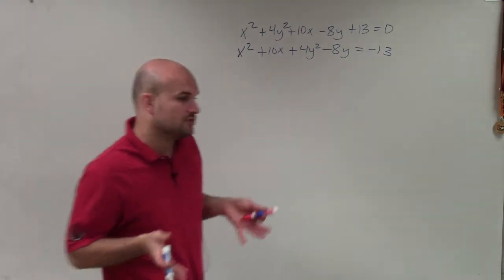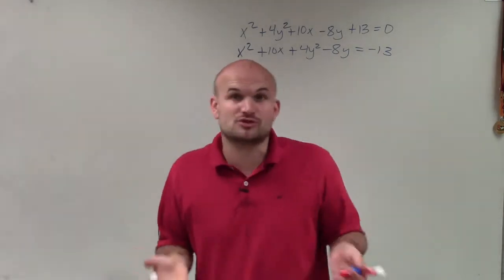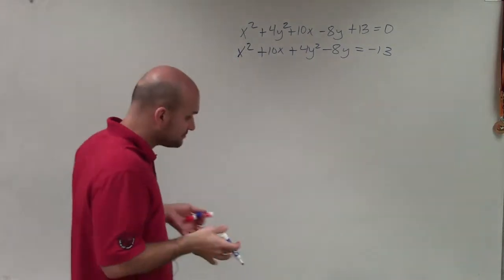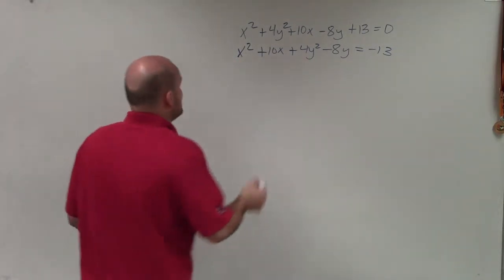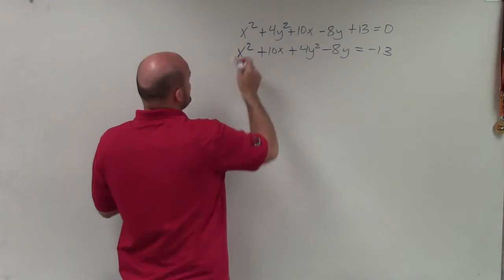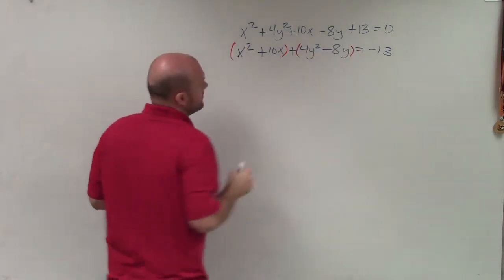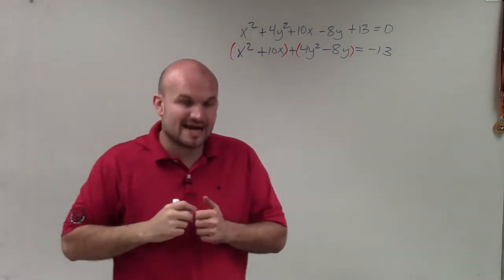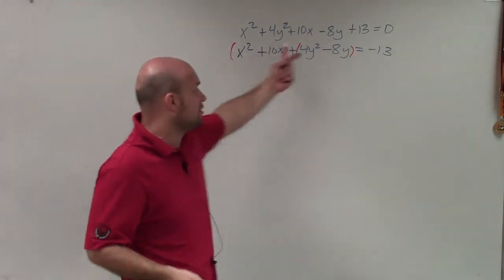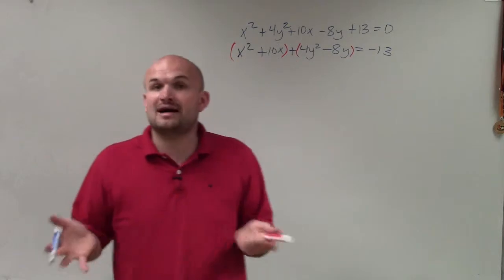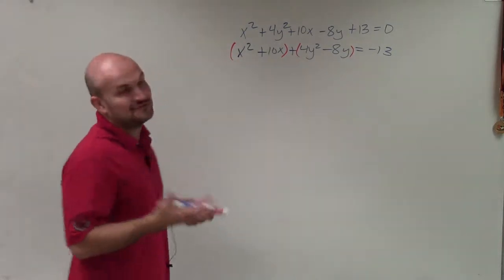Now what I need to do to put it in our standard form is have that binomial squared, right? That's what tells us where our center is going to be. So I'm going to use parentheses around my x's and around my y's. And now I need to create, out of these two binomials, a binomial squared. So to do that, I have to complete the square.